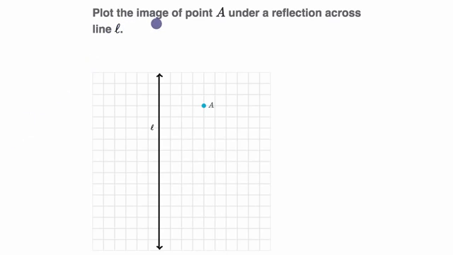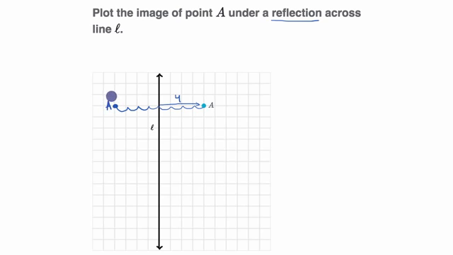We're asked to plot the image of point A under a reflection across the line L. So we have our line L here, and we want to plot the image of point A under a reflection across line L. Well, one way to think about it is point A is exactly 1, 2, 3, 4 units to the right of L, and so its reflection is going to be 4 units to the left of L. So if we go 1, 2, 3, 4, that would be the image of point A.